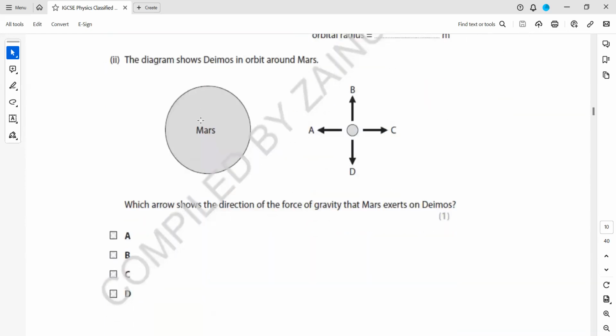The diagram shows this moon, which is orbiting Mars. Which arrow indicates the direction of the gravitational force that Mars exerts on this moon? A, B, C, or D. So it is a pull, that's right, the direction of the gravitational field strength. And what is the effect of this gravitational field strength? Whenever the motion is in this direction and the force is perpendicular, the object will move in a circular or curved path. So A is the right answer.